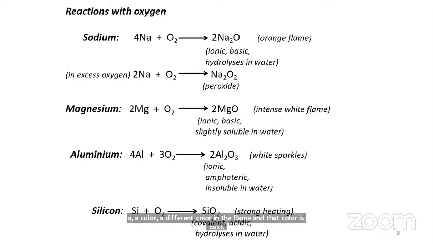So when sodium reacts with oxygen, it gives us sodium oxide, and that gives us an orange or deep yellow flame. Sodium oxide is ionic. It will react with water to give us sodium hydroxide again. It is basic because it reacts with acid to give us the salt and water only. It also undergoes hydrolysis in water, because it dissolves in water and reacts in water.